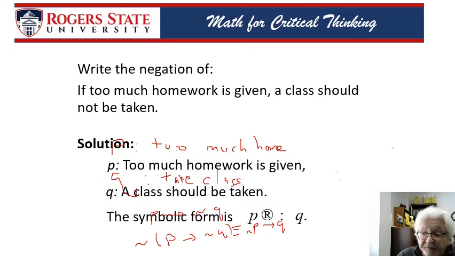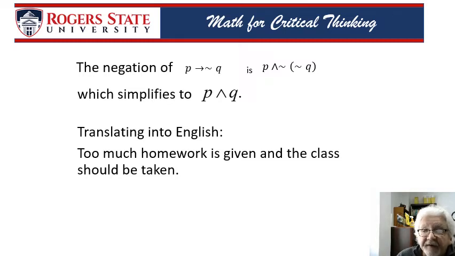Notice we don't write the proposition in the negative, we write it in the positive. So this says the symbolic form is, well, there's a little mistake in my display, but let's imagine it says this. So the negation of P implies not Q is P and not Q. Okay, so what that says is, well, the nots cancel each other out, so that becomes the same as P and Q. If we want to translate that in English, remember P means too much homework, and Q means the class should be taken. So that says too much homework is given, then the class should be taken.